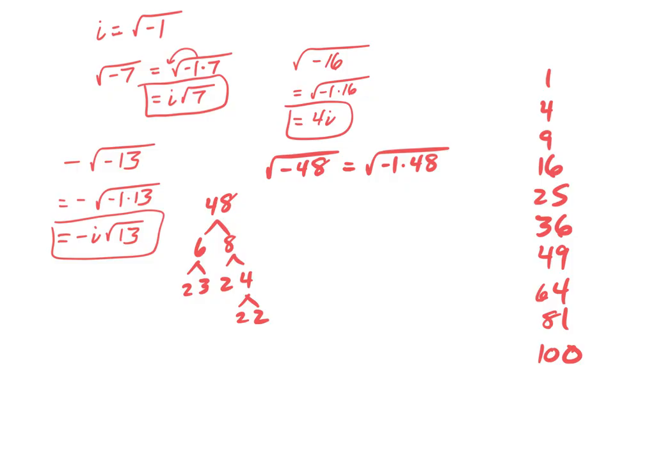The way I like to do this one is rewrite this as -1 times 16 times 3, because 16 is the biggest perfect square that goes into 48. Now, when I take out the square root of -1, what does it become? I. When I take out the square root of 16, what does it become? 4. So this becomes 4i radical 3.